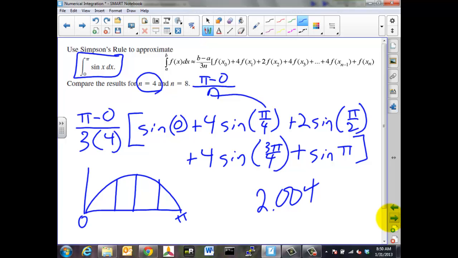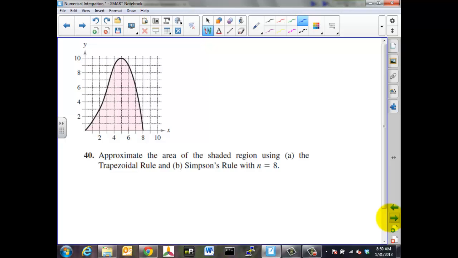So trapezoidal rule, use that formula. Simpson's rule, you use the new formula we just gave you. Now let's look at this problem here. Only a couple more to look at here. Approximate the area of the shaded region using trapezoidal rule and Simpson's rule.